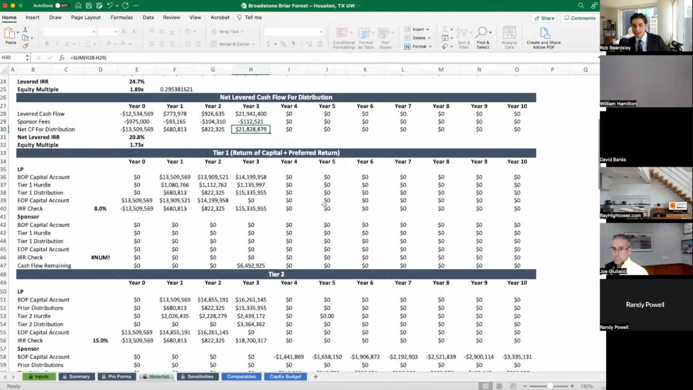If we look back at the net cash flow for distribution, there's actually almost 22 million to distribute. So we only distributed 15.3 in this period. And the difference between the 22 and the 15.3 is roughly 6.5 million. And that's the cash that's remaining in the waterfall still that is now to be distributed in tier 2.